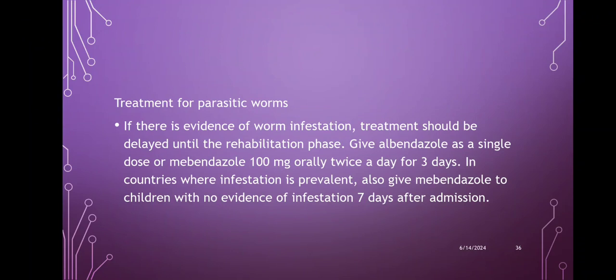Then treatment for parasitic worms. If there is evidence of worm infestation, treatment should be delayed until the rehabilitation phase, which is at least a week after admission. Give albendazole as a single dose or mebendazole 100 milligrams orally twice a day for 3 days. In countries where infestation is prevalent, also give mebendazole to children with no evidence of infestation 7 days after admission.